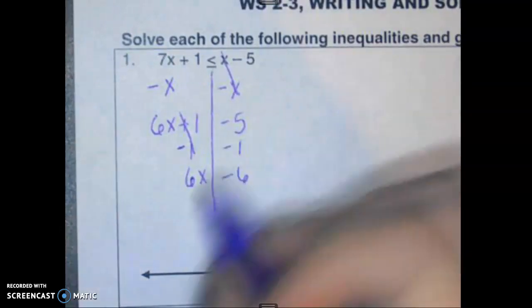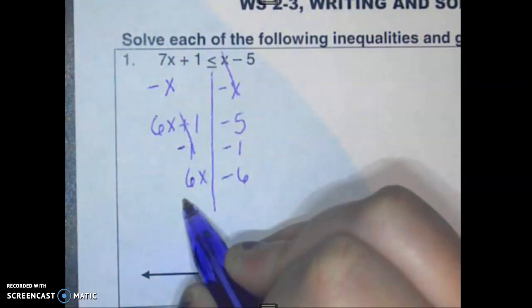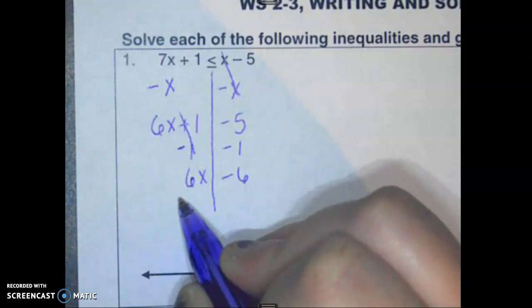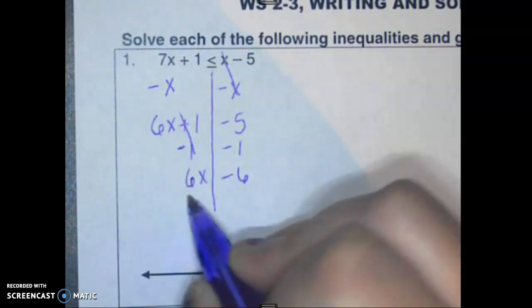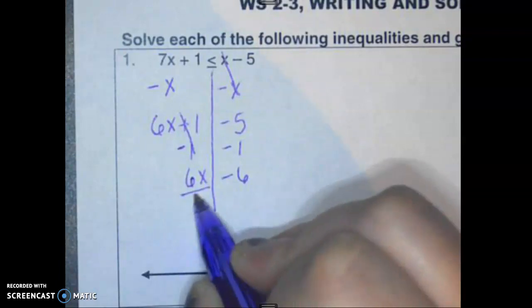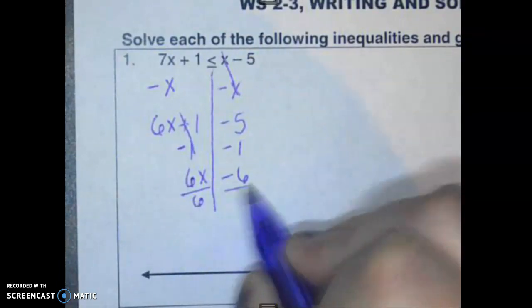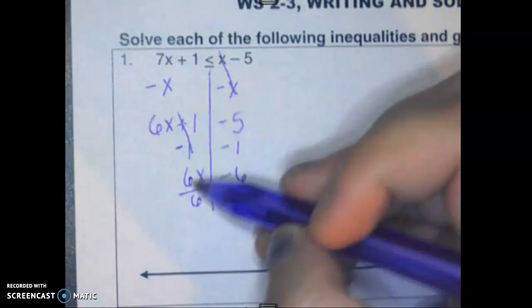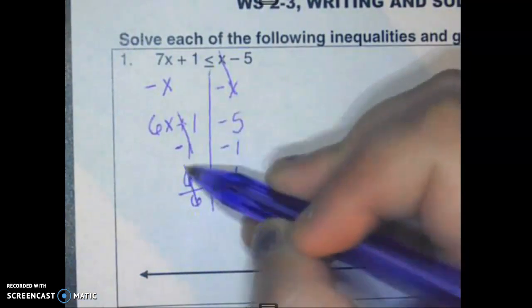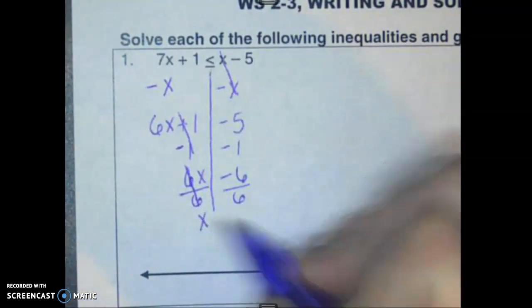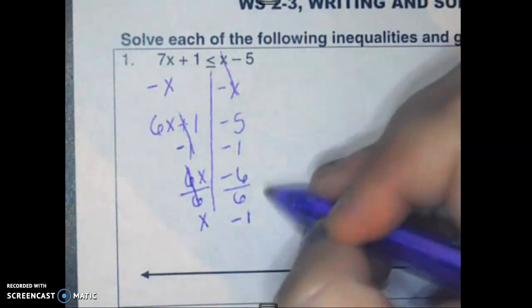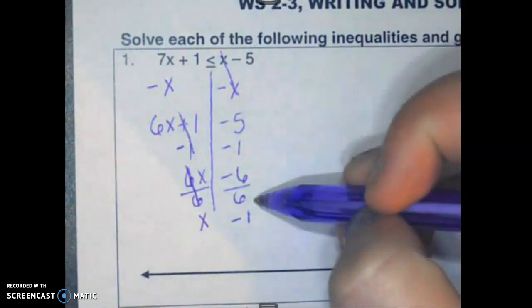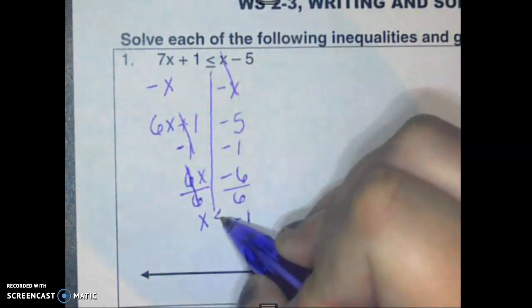-6. I hear one voice and one voice only. I should hear more than one voice. My coefficient is 6. How do I get rid of that 6? Divide by 6. Leaving me x less than or equal to -1. Did I multiply or divide by a negative? No, so my sign stays the same.